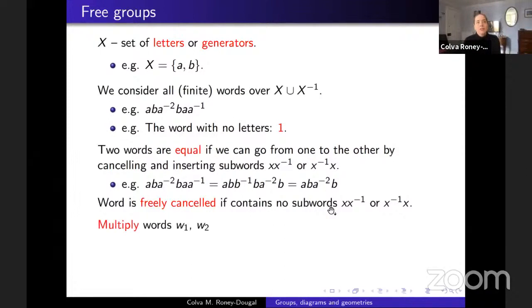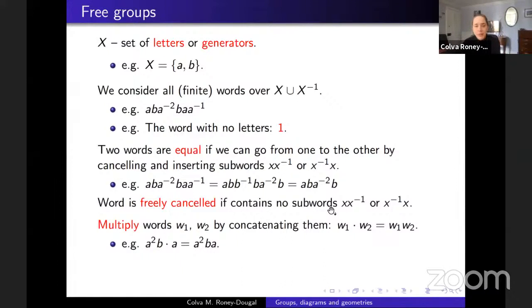I multiply words, so a group is a set with some way of multiplying that satisfies some axioms. So what's the multiplication? Well, the multiplication is literally you just write one word followed by another word. So W1 times W2 is just write the two words out next to each other. But of course, having done so, you might find that the resulting word is not freely cancelled, so you might choose to cancel it down afterwards. So for example, A squared B multiplied by A is just A squared BA. So there's almost nothing to see there.